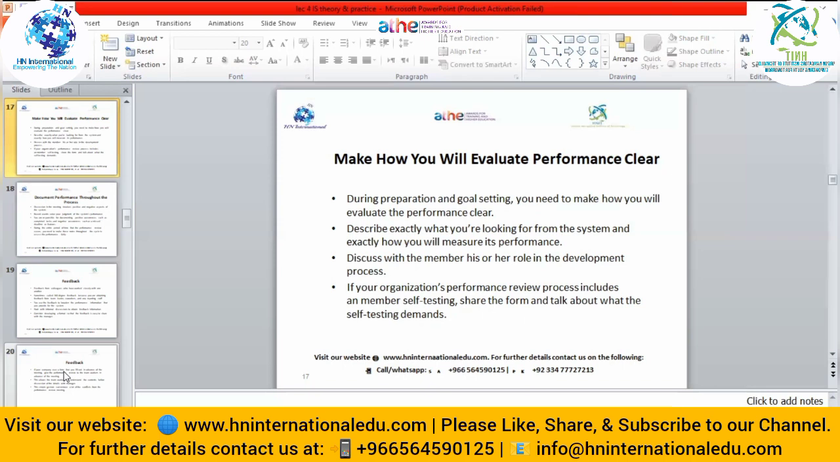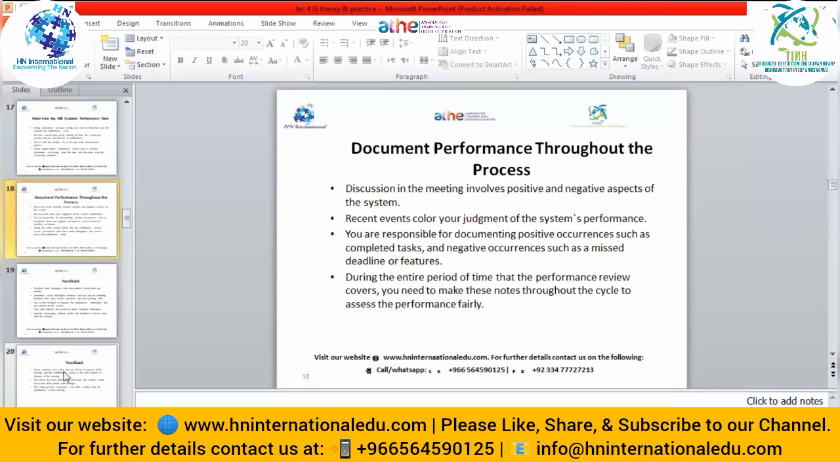If your organization's performance review process includes member self-testing, share the form and talk about what the self-testing demands. Sometimes we can give them a free hand to judge herself or himself. So we can give them the form and they can check their performance on their own. Whenever we are conducting a meeting, after a discussion, we have to document each and everything. So the discussion in the meeting involves positive and negative aspects of the system.